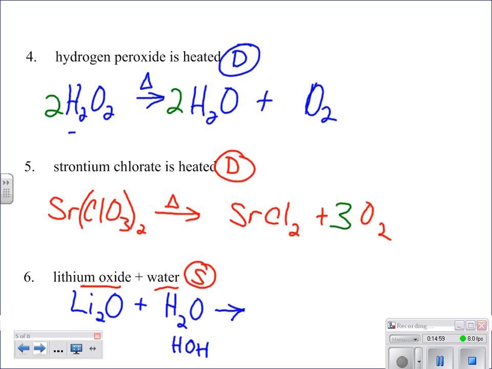When it combines together, what does it form? Okay, which salt? What is it called? Lithium hydroxide. Plus 1, minus 1. Okay. And we balance it like that.